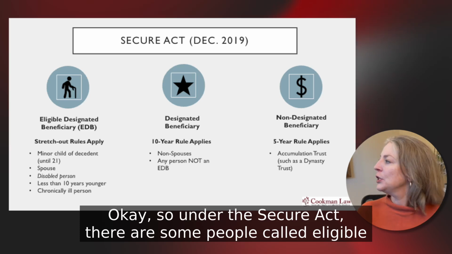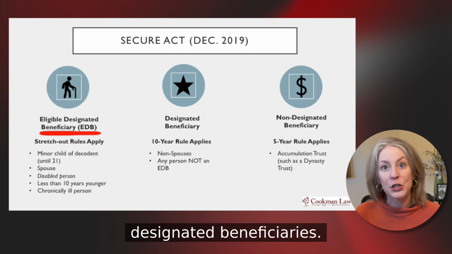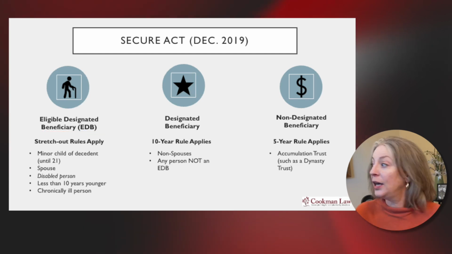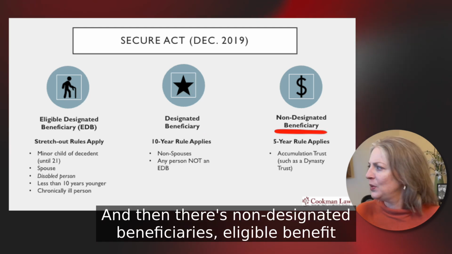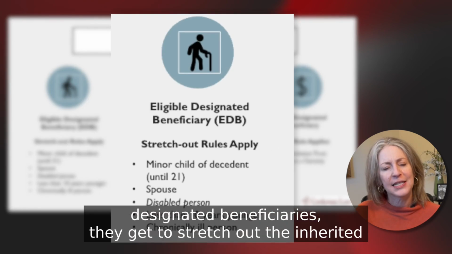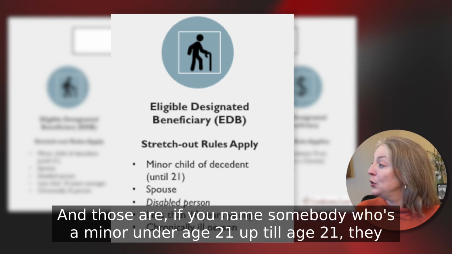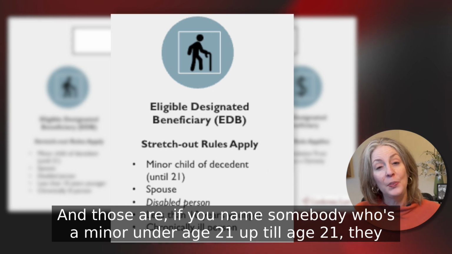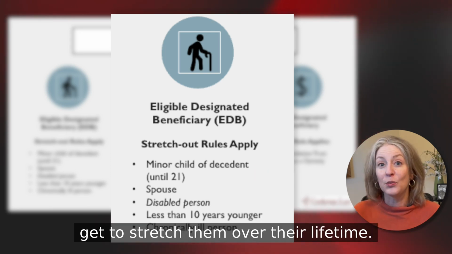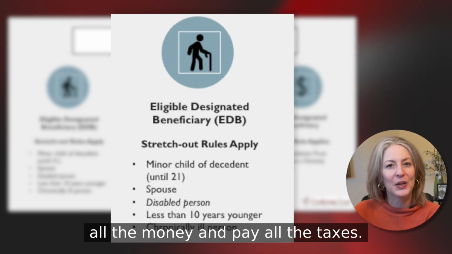Okay, so under the Secure Act, there are some people called eligible designated beneficiaries, and then there's other people who are not, so they're called designated beneficiaries, and then there's non-designated beneficiaries. Eligible designated beneficiaries get to stretch out the inherited retirement account over their lifetime. And those are, if you name somebody who's a minor under age 21, up till age 21, they get to stretch it over their lifetime. Once they hit 21, they have a 10-year window to withdraw all the money and pay all the taxes.